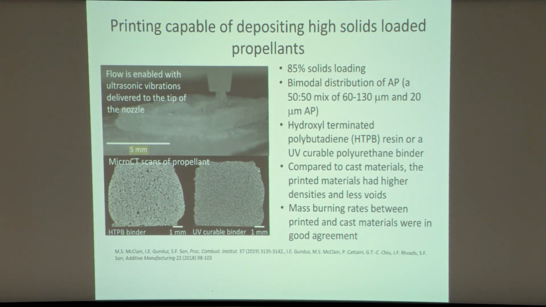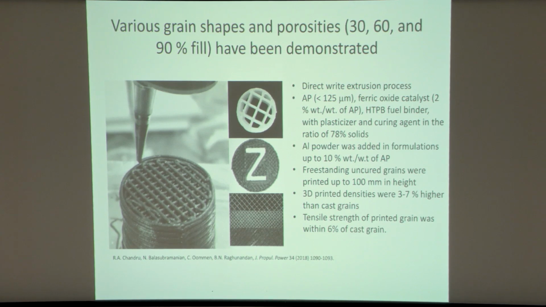propellant with 85% solids loading with a bimodal distribution of AP, and the binder being hydroxyl terminated polybutadiene resin or UV curable polyurethane binder. Compared to cast materials, the printed materials had higher densities and fewer voids. The mass burning rates between the printed and cast materials were in good agreement. So obviously one of the remaining problems is, how high can I make these solids loadings and retain the structural form that I wanted?